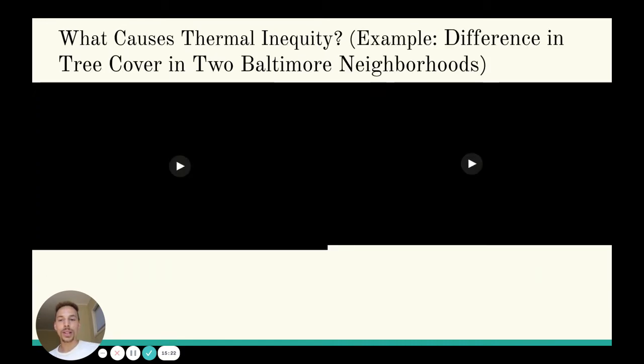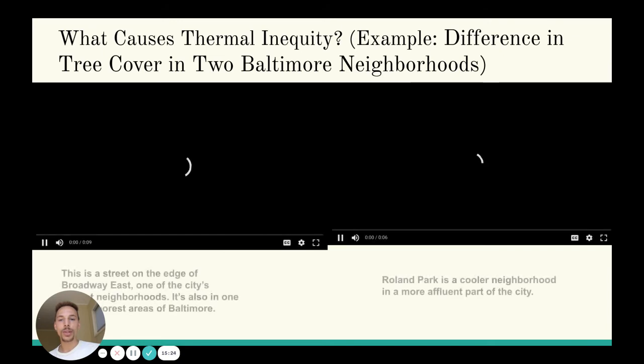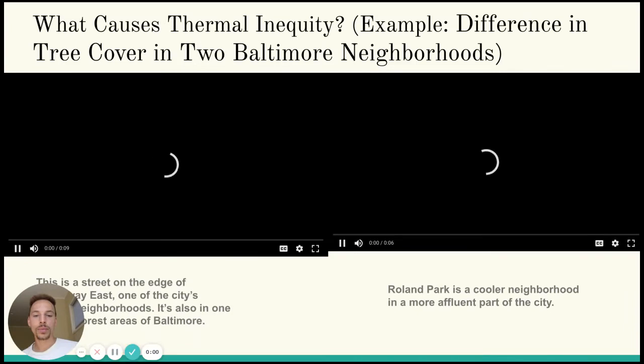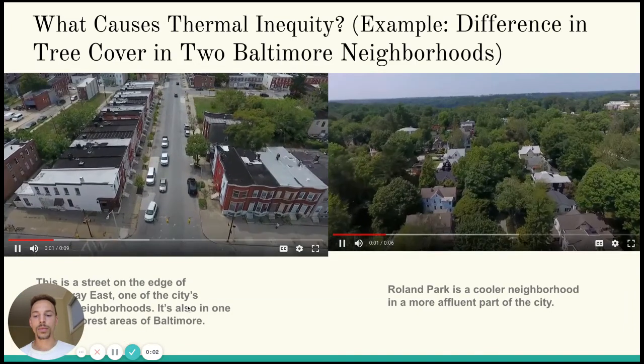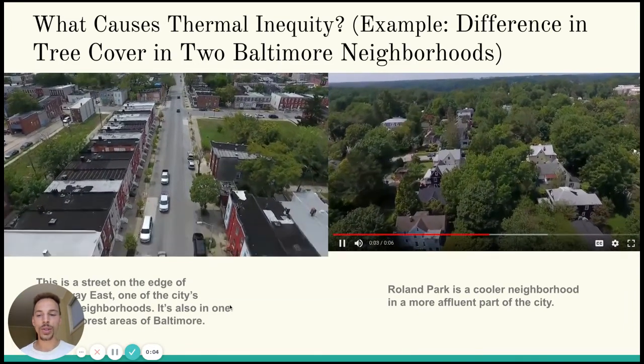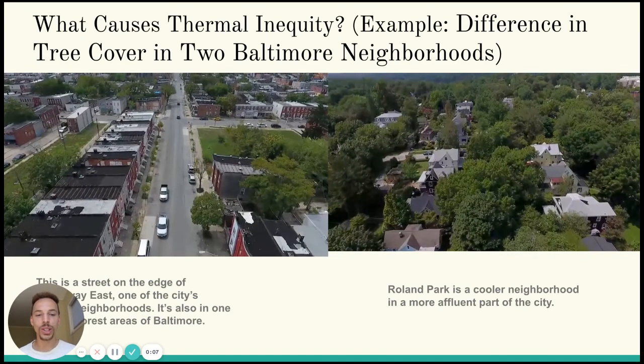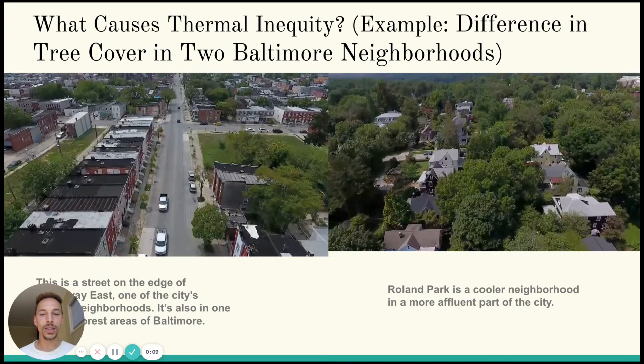And so to give an example, here's the difference in tree cover in two Baltimore neighborhoods. The left is on the edge of Broadway East, one of the city's poorest neighborhoods, and the right is Roland Park, a cooler neighborhood and a much more affluent part of the city. Hopefully these videos load. I'll just give them a second. And so here you can see on the left, there's very little tree line, and on the right, it is replete with tree coverage.